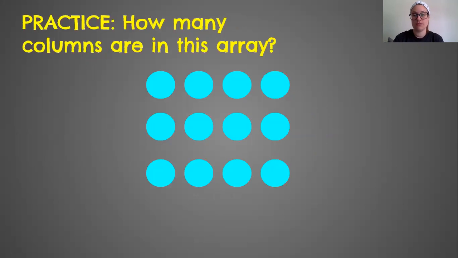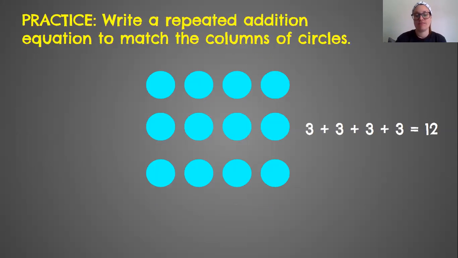How many columns are in this array? Think of your answer, remembering that columns go up and down or top to bottom. 1 column, 2 columns, 3 columns, 4 columns. If you got that one right, kiss your brain. Great. And then the repeated addition equation that goes with this one, 3 plus 3 plus 3 plus 3 equals 12. Why is that the repeated addition equation? Think about it.